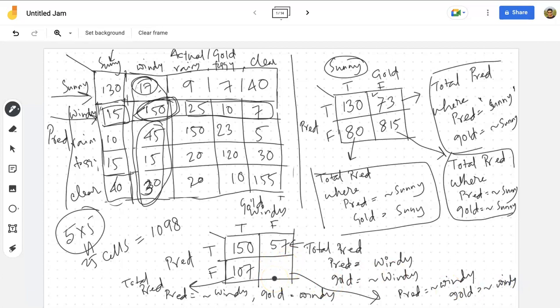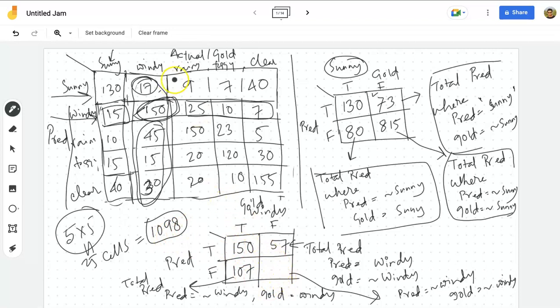Basically I already told you, if you just sum up the whole table, it will be 1098. Now from this 1098, if you subtract 107, 150 and 57, you will get the value for this cell. These 4 cells are mutually exclusive, so there is no intersection between the cells. So if you subtract the other cells' values from this total, you will get the count for the last cell.